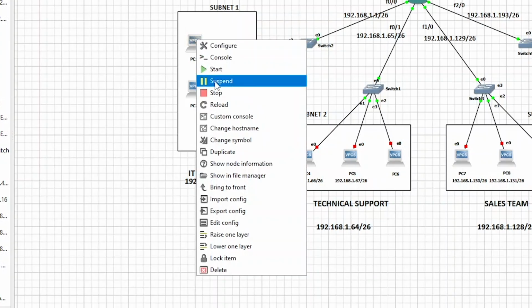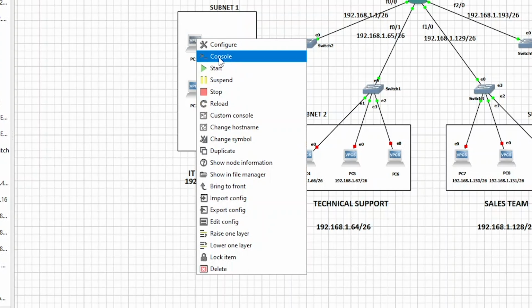Now, let's configure a PC or device in subnet 1.